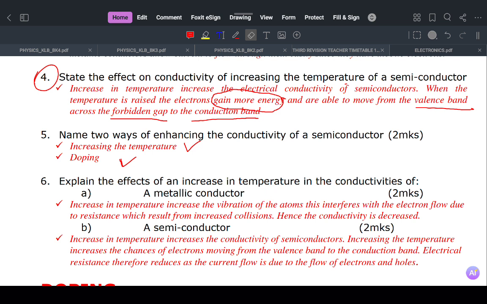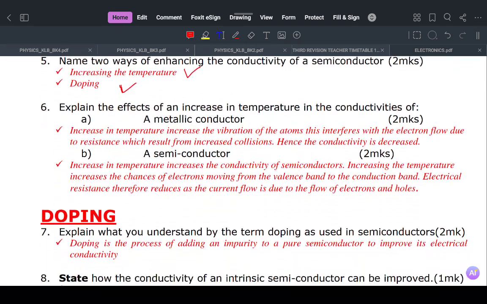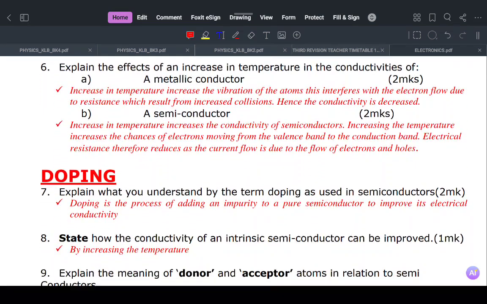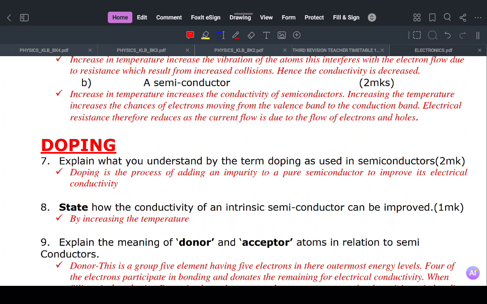All right. For now, I would like us to stop. When we meet again, we are going to continue looking at the rest of the questions in this topic. It will take us to a process called doping. So you can read in advance your notes on doping.